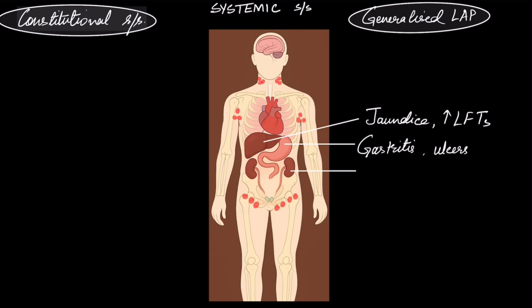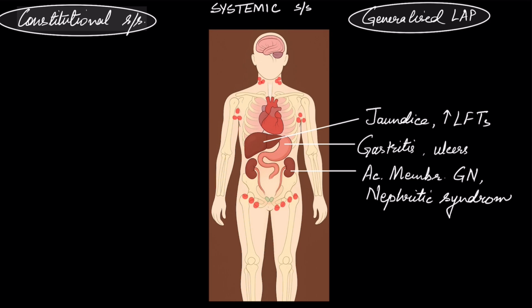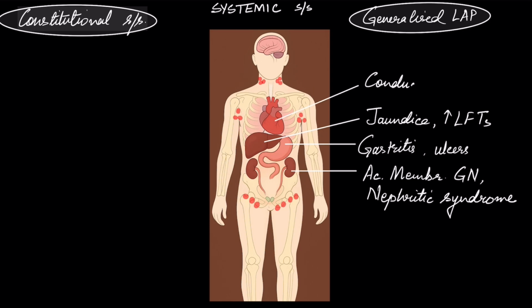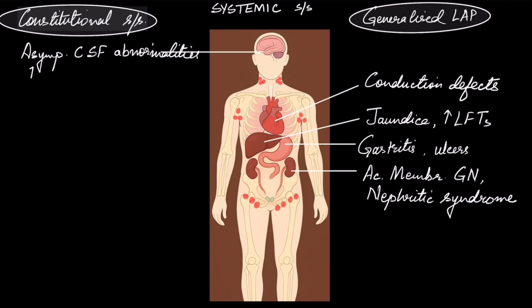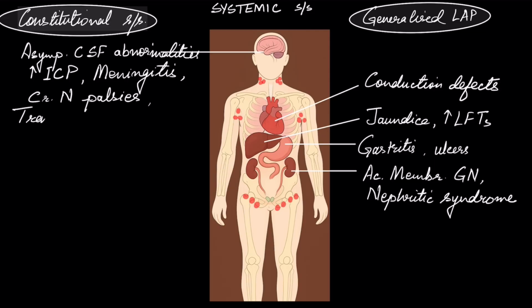There can be hepatitis leading to jaundice and deranged LFTs. There can be acute membranous glomerulonephritis or nephrotic syndrome in the kidneys, conduction defects in the heart. The CNS can be affected, leading to asymptomatic CSF abnormalities, increased intracranial pressure, meningitis, cranial nerve palsies, or even transverse myelitis. There can be cerebral artery thrombosis.